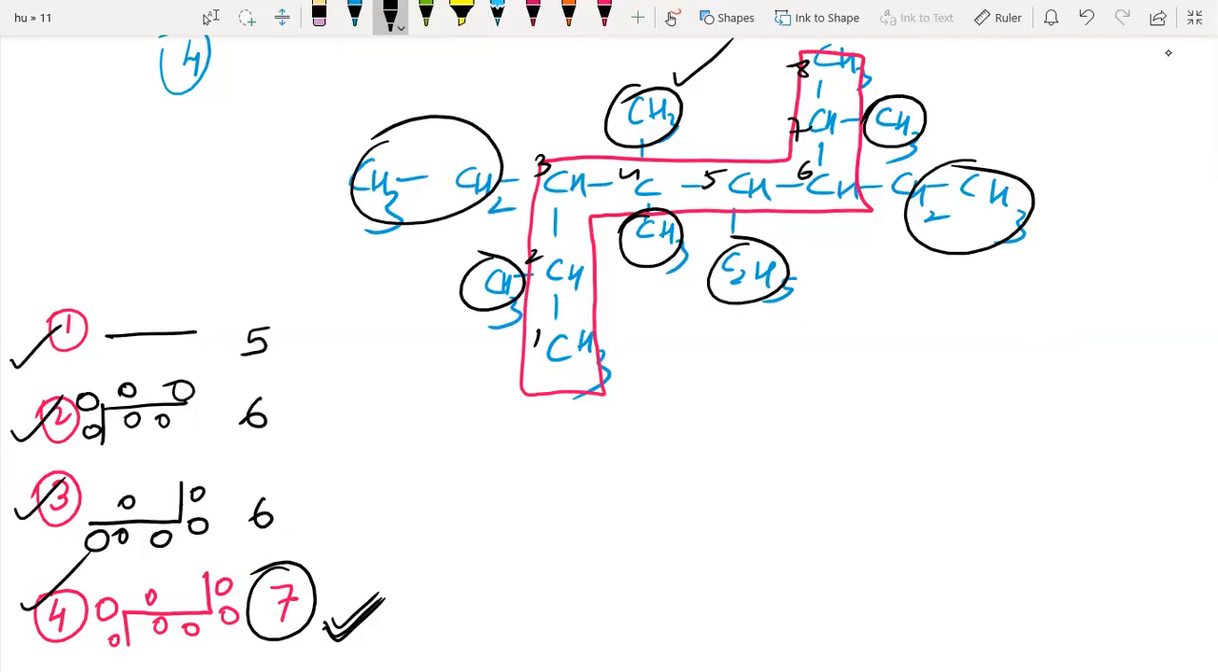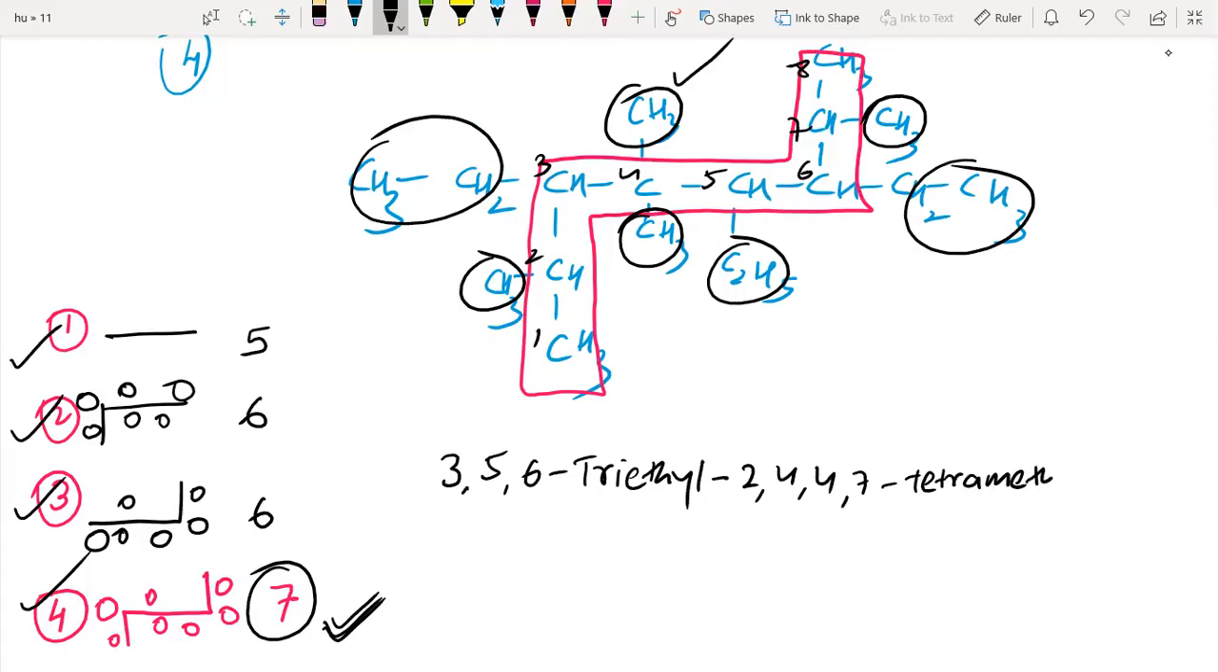Now you find out ethyl. Where is ethyl? It is present at number 3, number 5, and number 6. So 3, 5, 6-triethyl. Now, where is methyl? So 2, 4, 4, and 7, tetramethyl. And the longest carbon chain contains 8 carbons. So finally we'll write octane.